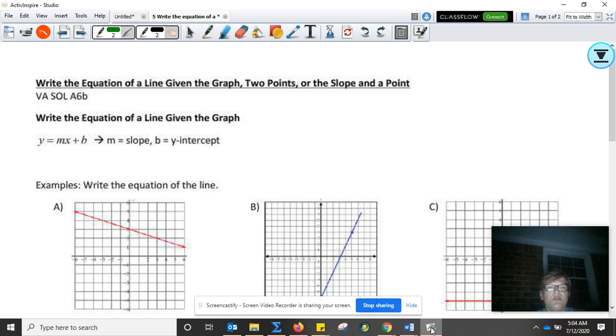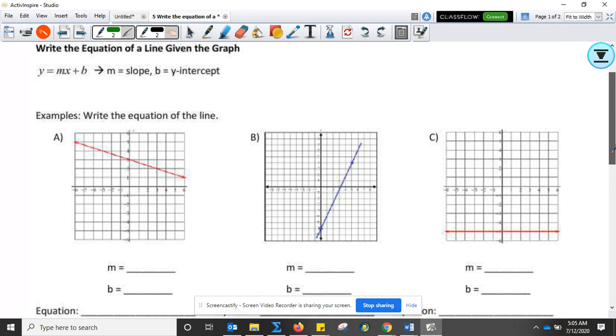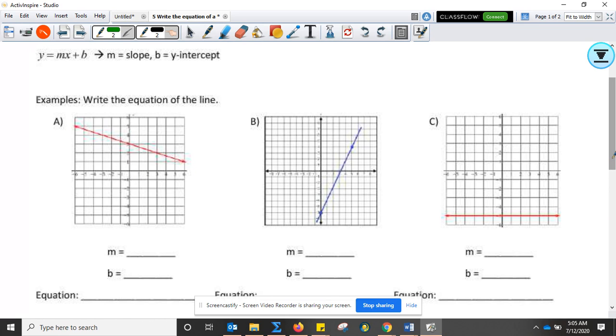All right, so in this section, we're going to write the equation of a line given the graph, 2 points, or the slope and a point. So remember, the equation of slope-intercept form is y equals mx plus b, where m is your slope, b is your y-intercept. So example A.